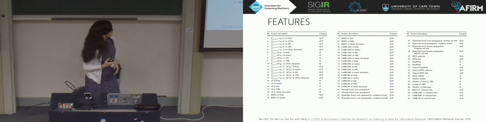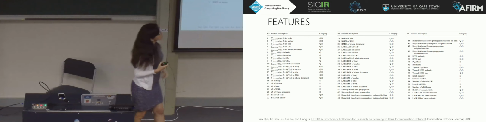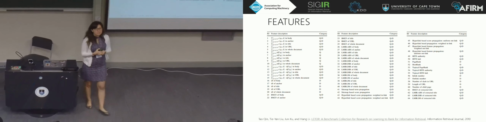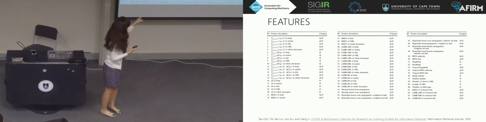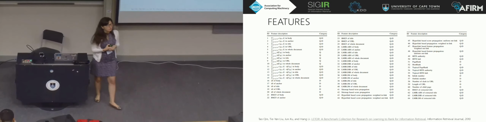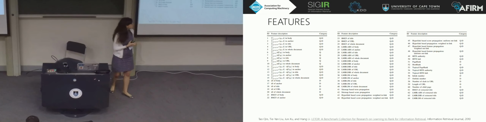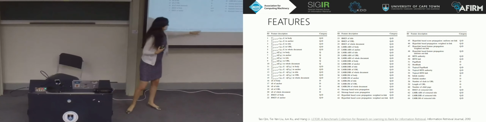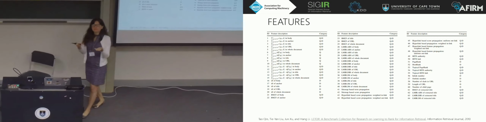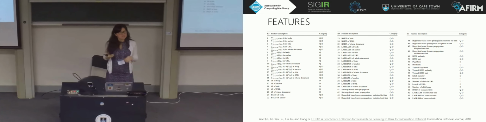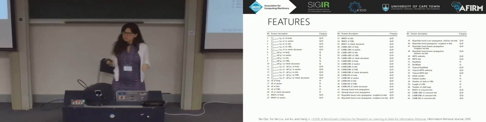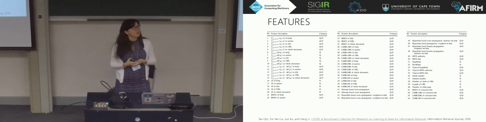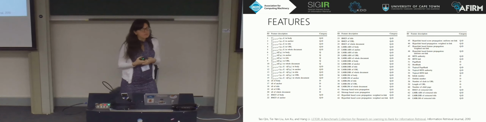So here's a table that shows a summary of features that were used in LETOR, which was a benchmark collection used to promote research in learning to rank. LETOR was a data set that was provided. It's a training and evaluation data set, a standard data set that was commonly used by lots of researchers to build their learning to rank algorithms.